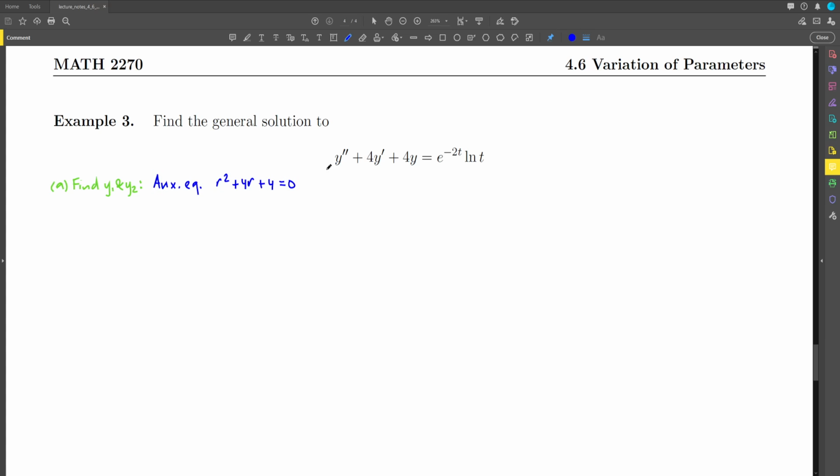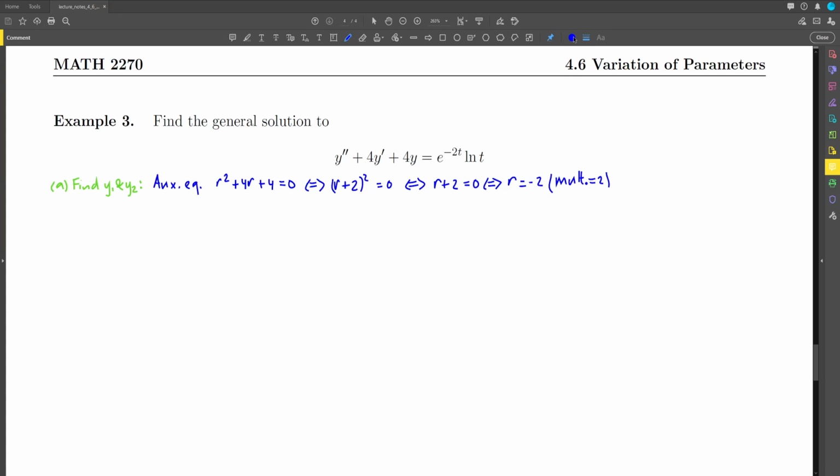Now, we can use the quadratic formula, but we could also see that this factors as (r + 2)². And when we set that equal to 0, we then see that r + 2 has to equal 0, and so r = -2 with a multiplicity of 2.